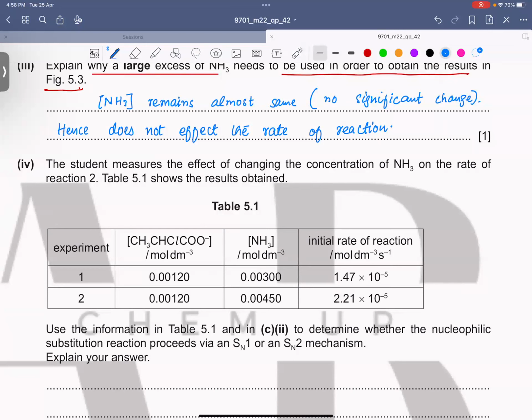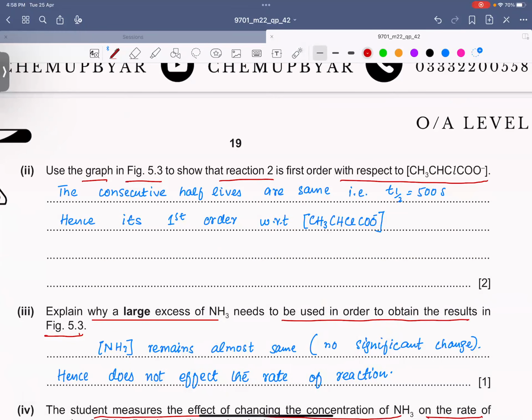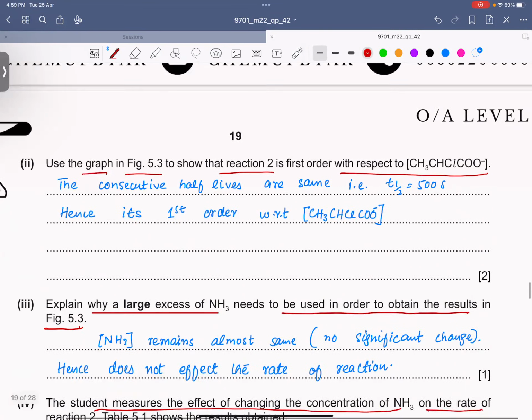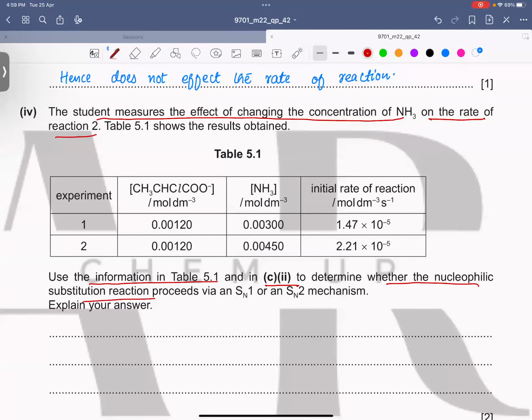Okay. Now, the student measures the effect of changing the concentration of ammonia on the rate of reaction 2. Use the information in table 5.1 and C2. In C2, we got that the order with respect to 2-chloropropanoate is 1. Determine whether the nucleophilic substitution reaction proceeds via SN1 or SN2 mechanism.